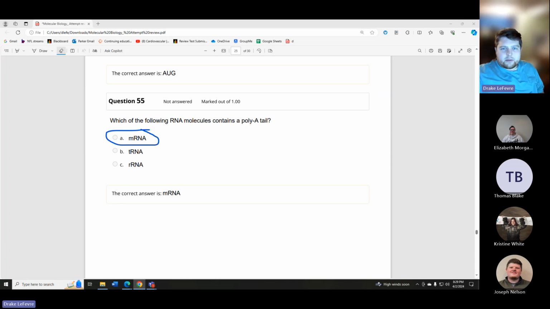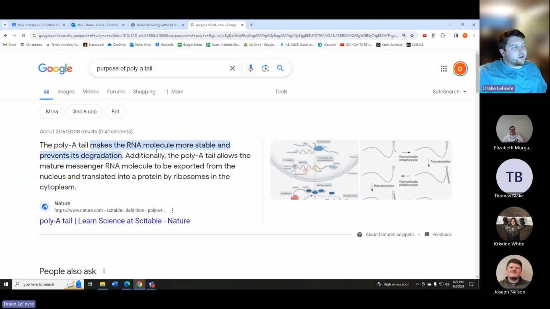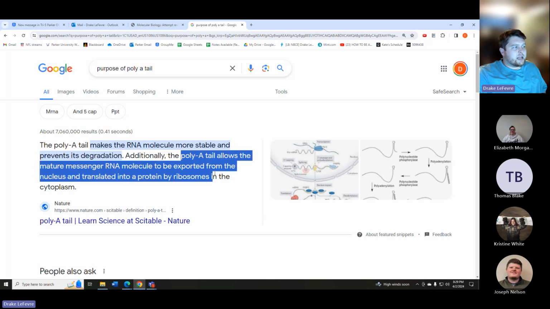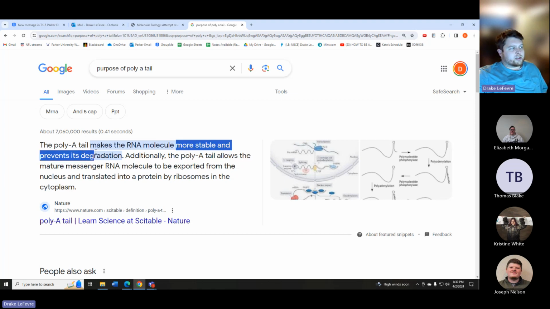So there are two main purposes. One, it makes it more stable and prevents degradation. That's the big one. It also allows it to detach and come off the DNA once it's transcribed, because you get the A all the way across in a row. It makes it easier to detach, break off and separate. So the main function is to make it more stable and prevent its degradation.